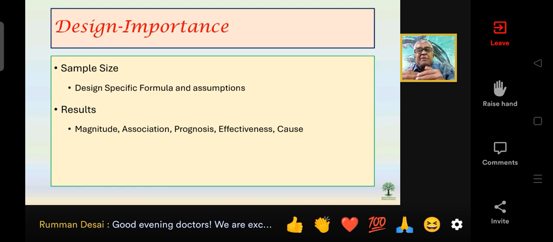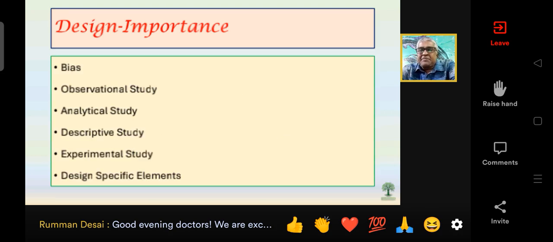For instance, if I want to look at effectiveness, but I designed a study where it's only possible to estimate the magnitude, I'm not going to be able to effectively comment on the effectiveness. And so the design becomes important even for us to understand what results can be obtained from a particular design and how we can interpret that.